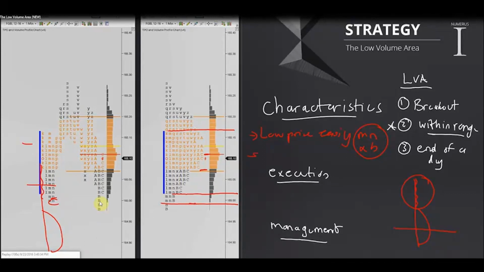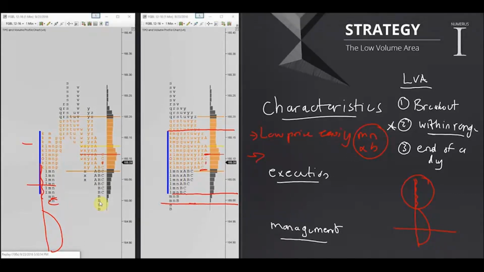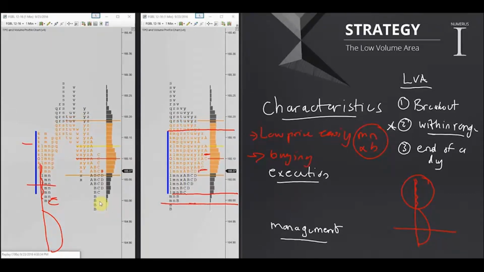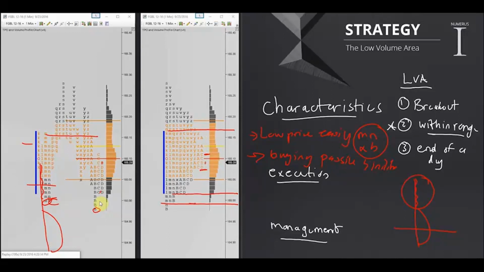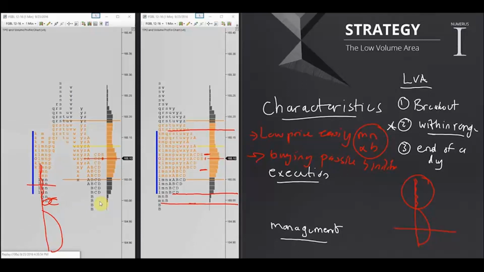Then the second characteristic is that we see a lot of buying, both passive and initiative. We saw both the initiative off the lows, but then also the passive at the higher prices. So as you can see very clearly in terms of characteristics, a low volume area allows us in this day type, in this context, to be buyers, both easy buyers at low prices, but then also more passive buyers at higher prices.